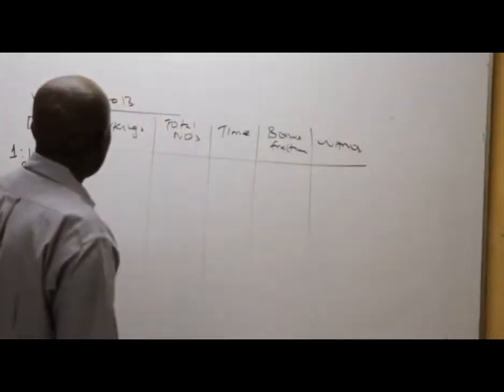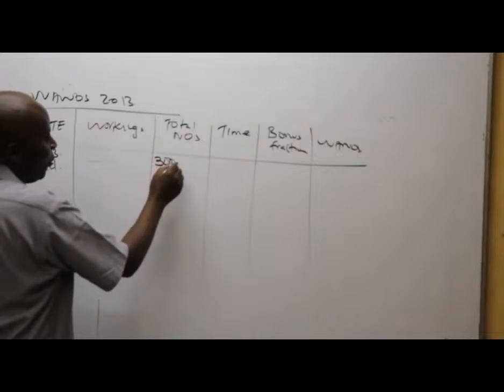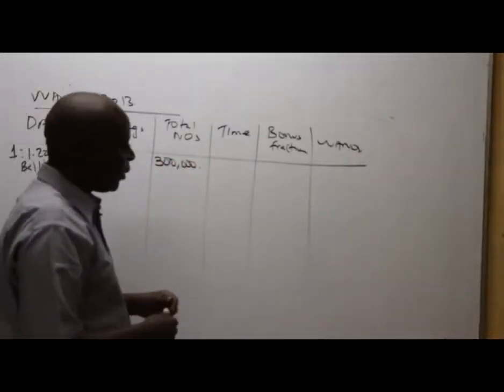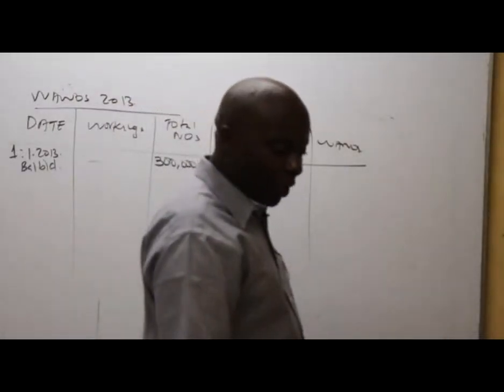So in this case here, balance brought down, hapa kuraja working. So the total number that we began with was 300,000. Do we have any other date umetupatia in 2013?